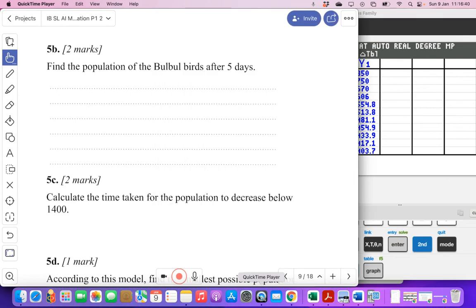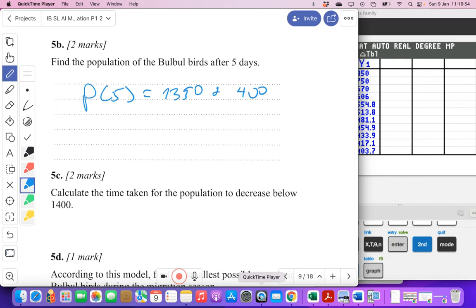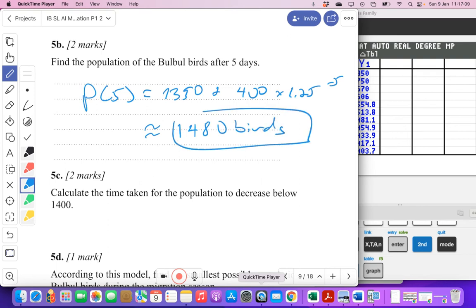So P of 5 is 1350 plus our exponential to the negative 5, and you get about 1480 birds. Okay, calculate the time taken for the population to decrease below 1400.